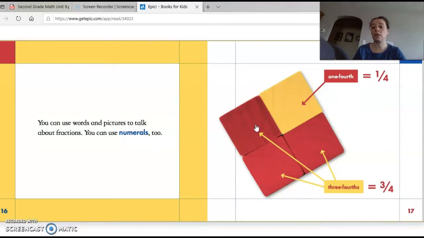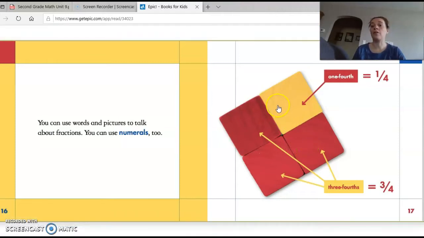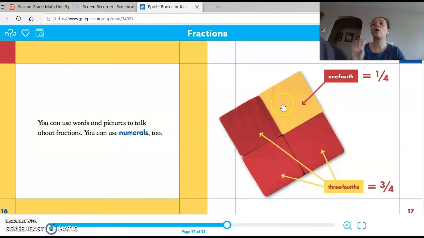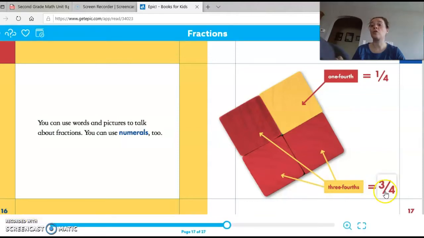If you look, 3 blocks are red. Out of how many blocks altogether? 4. So if you look down here, 3/4 are red. Those are your words. And here's your numerals, 3/4. That's what it looks like.